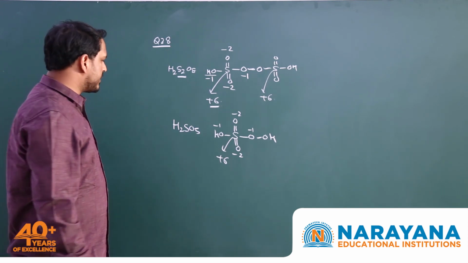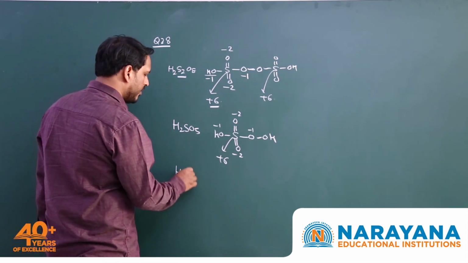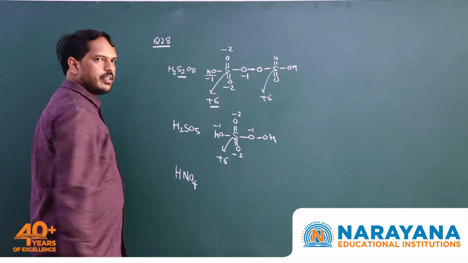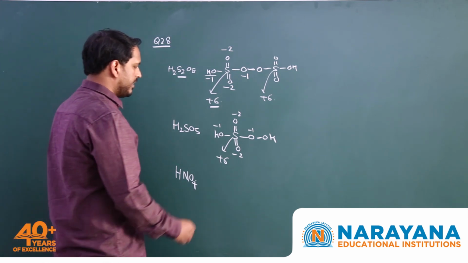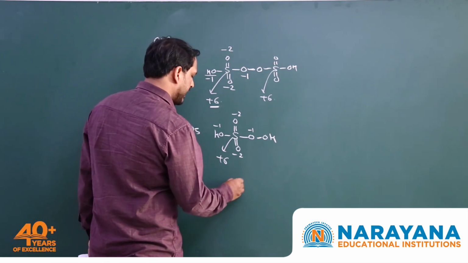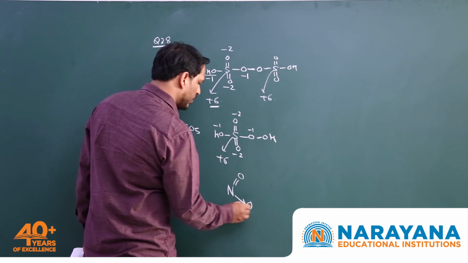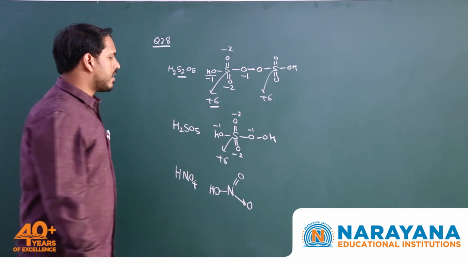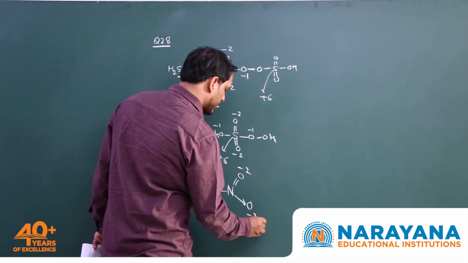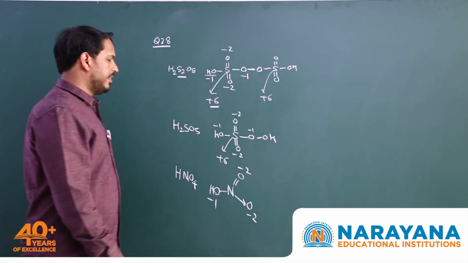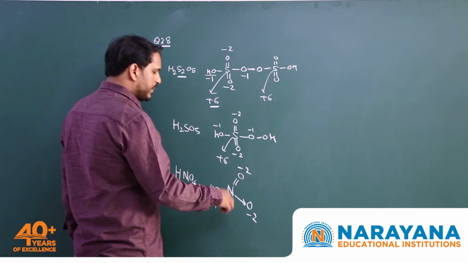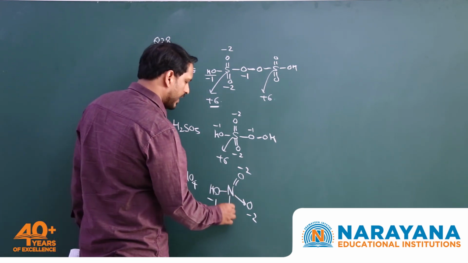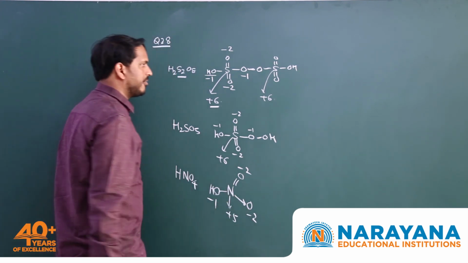The another compound given is HNO4, pernitric acid. Its structure is N double bond O, O, OH. Here in this, oxygen is -2, -2, -1. So, around nitrogen -5 charge is there. So, nitrogen should be +5.